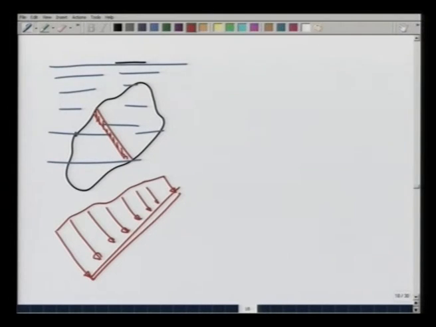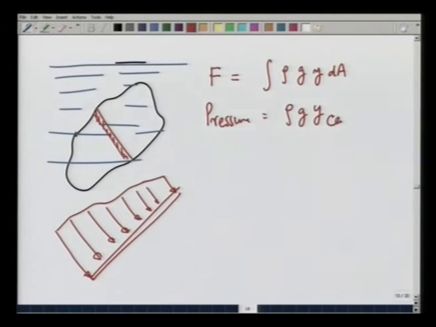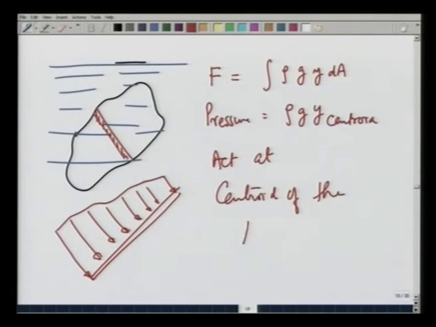In this case also, if you calculate the force, this we have already calculated, would come out to be equal to rho g y dA, and average pressure would still come out to be rho g y centroid of the area of the sheet, and it will still act at the centroid of the loading curve. So, this is how you deal with pressure on a sheet submerged in water.